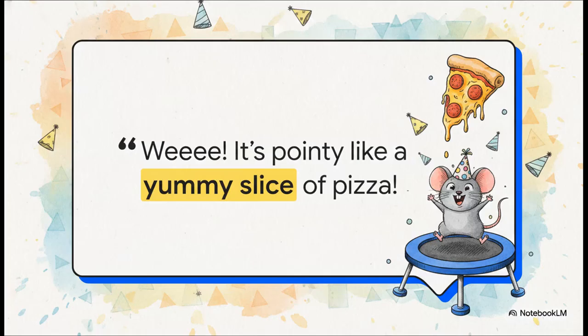You count 1, 2, 3 sides, and 1, 2, 3 corners. If it doesn't have exactly 3, well, it simply isn't a triangle. The mouse is back to remind us where we've seen this in the wild, cheering, "Whee!" It's pointy like a yummy slice of pizza. And it's so true. It's a shape that naturally draws the eye to its sharp, distinct points. Think of things like fun party hats or pizza.